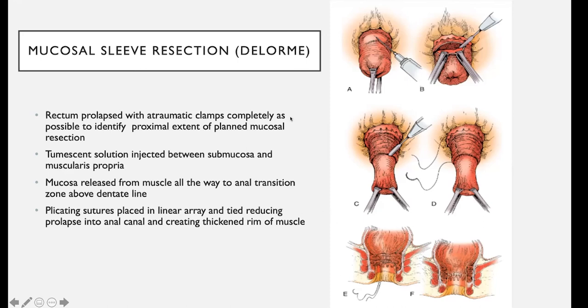So the plicating sutures are done in a circumferential linear array. You tie them, it reduces the prolapse, and then you can suture on the inside to do an anastomosis there, which is the last two pictures.